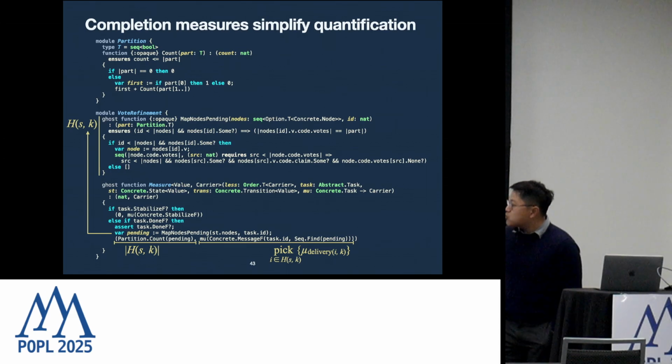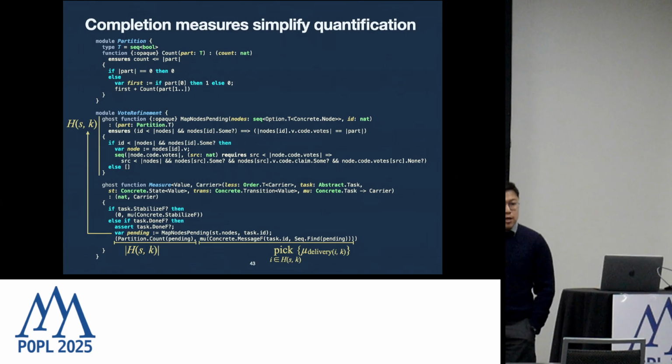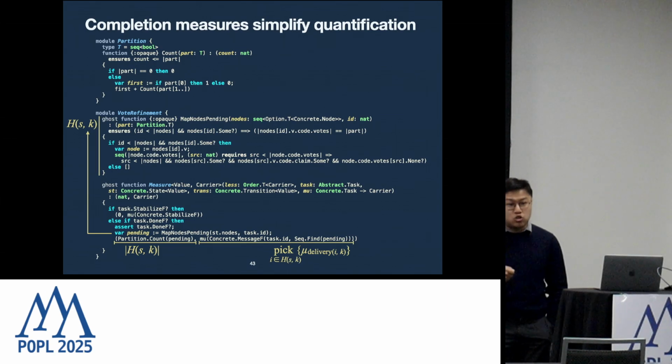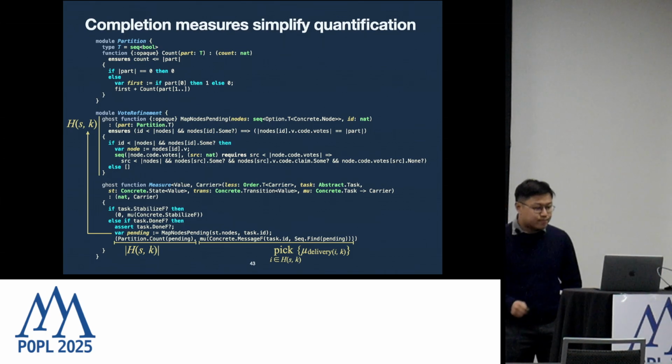And so once we have this measure, we have two remaining cases. Either the current transition is the delivery of a message from some node in h to a node in k, and then the first element will decrease, or that's not the case, and so the first element of this pair will stay the same, and the second will decrease.